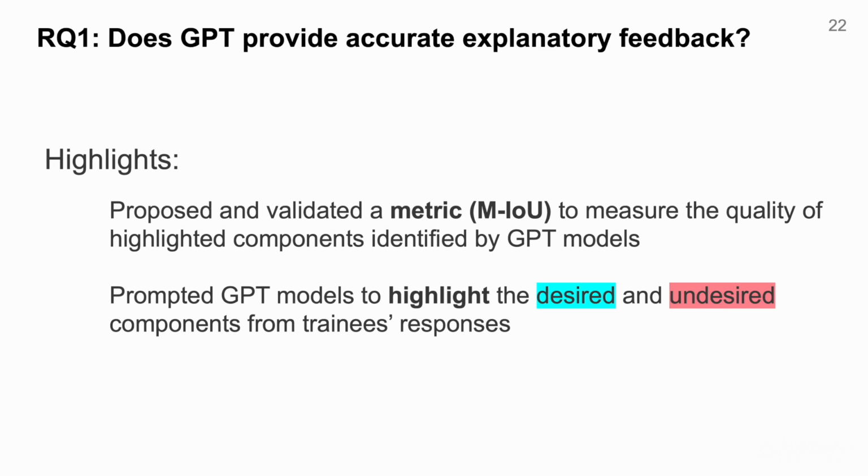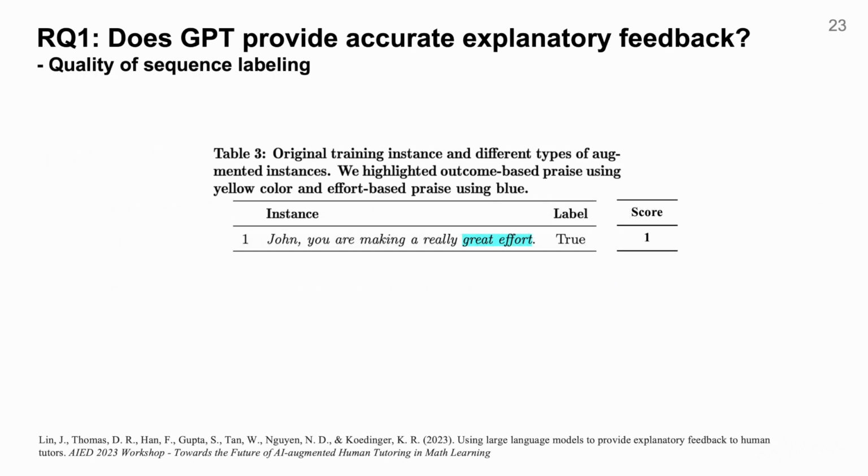And then we further investigated the performance of prompting GPT models to highlight the desired and undesired components from the training responses, measured by M-IoU score. So here, let me give you a brief background about the quality. How did we measure the quality of the key components?